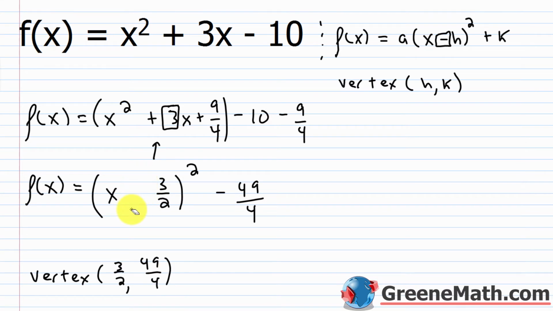So I want to erase this. I want to match this up with this. I can make a plus into minus a negative, and I can make a minus into plus a negative. So now it matches exactly, and we'll see that h is negative 3/2. So I just put a negative out in front here. Let me make that a little better. So negative 3/2. And k is going to be negative 49/4. So the vertex here occurs at negative 3/2, negative 49/4.